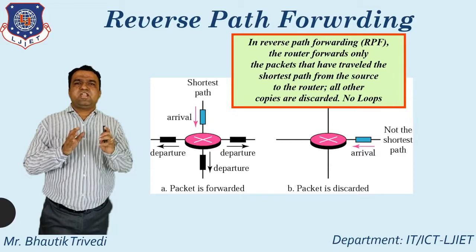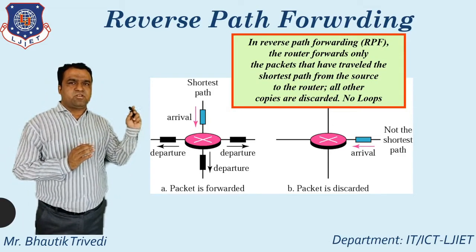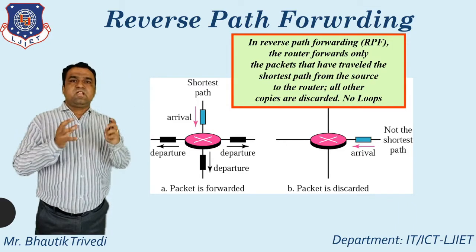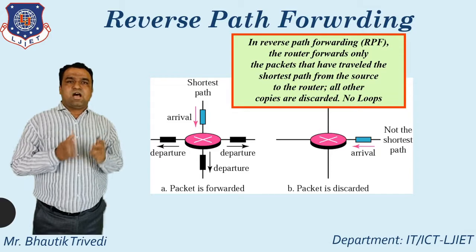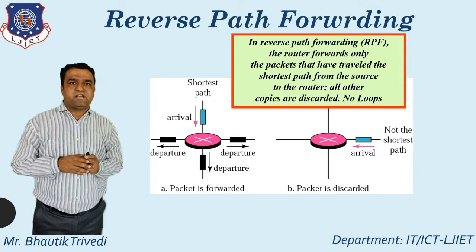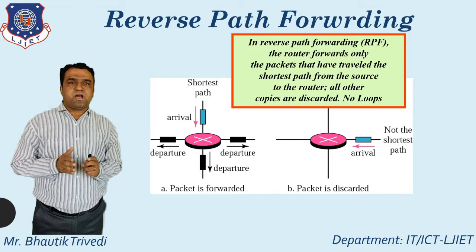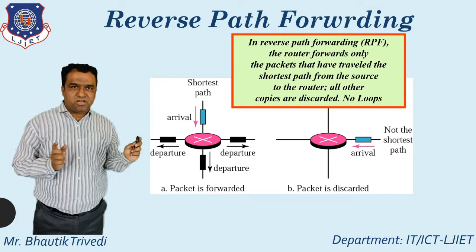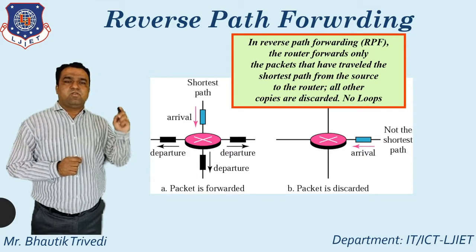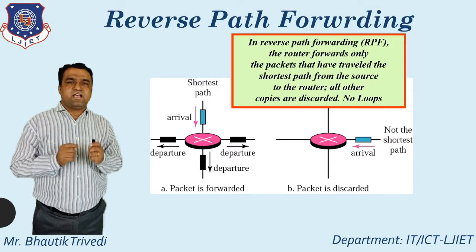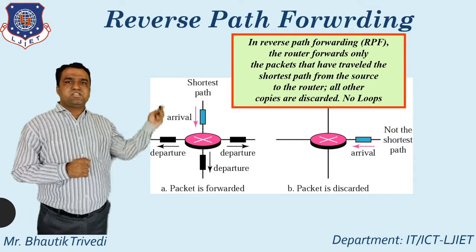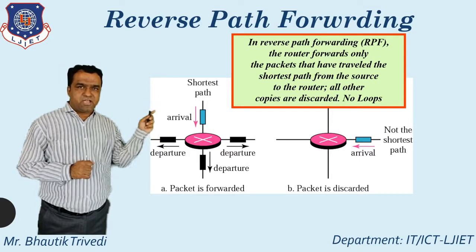Here you can see only the definition, which is the most important part. Reverse path forwarding means what? The router forwards only those packets that have traveled the shortest path from the source to the router. All other copies are discarded. That means no loops here. Remember one thing: you can directly select whatever the shortest path is, and all other copies are discarded here. That is known as reverse path forwarding.